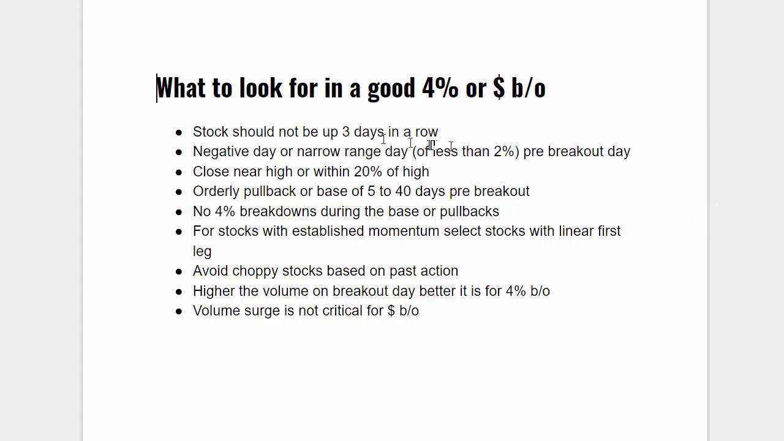Look for a stock not up 3 days in a row, a negative day or a narrow range day of less than 2% pre-breakout day, close near high, orderly pullback or a base of 5 to 40 days pre-breakout, no 4% breakdown during the base. For stocks with established momentum, select stocks with linear first leg. Avoid choppy stocks. The higher the volume on breakout, the better it is, and volume surge is not critical for dollar breakout.